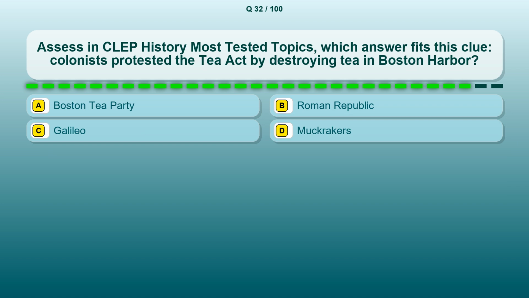Question 32. Assess in CLEP history most tested topics. Which answer fits this clue? Colonists protested the Tea Act by destroying tea in Boston Harbor. Option A, Boston Tea Party. Option B, Roman Republic. Option C, Galileo. Option D, Muckrakers.